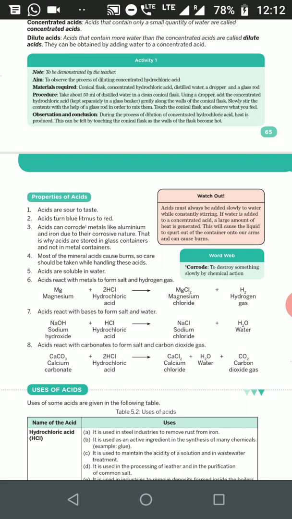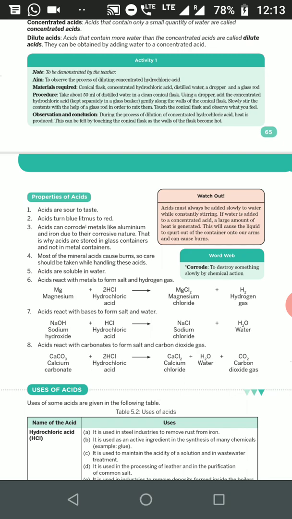Next, uses of acids. First, hydrochloric acid. It is used in the steel industries to remove the rust from iron. For the removal of the rust from the iron in the steel industries, we use HCl. It is an active ingredient in the synthesis of many chemicals like glue. To synthesize many chemicals, we use hydrochloric acid.